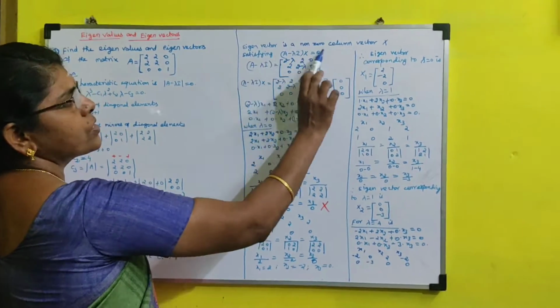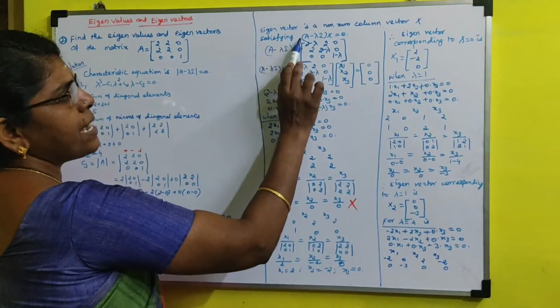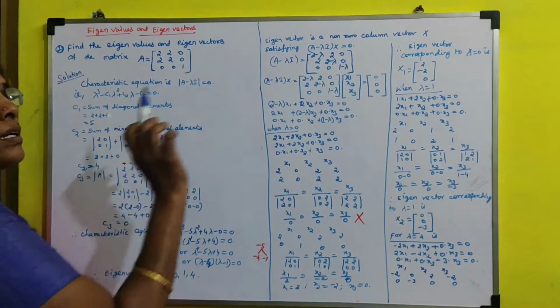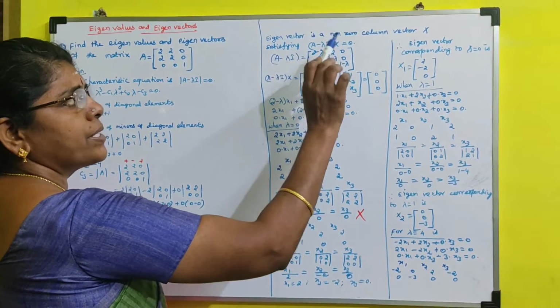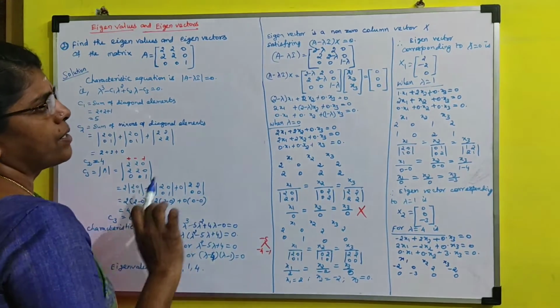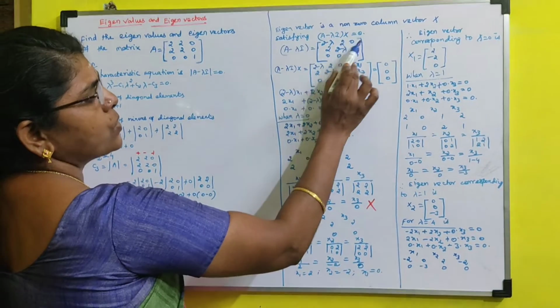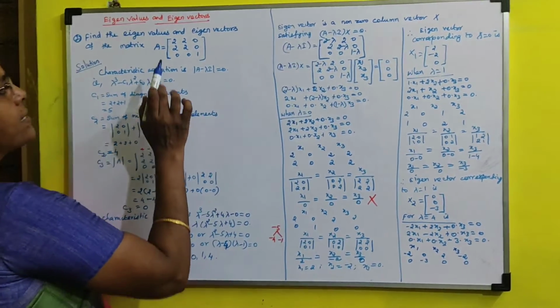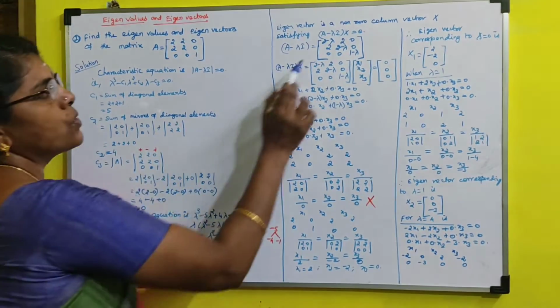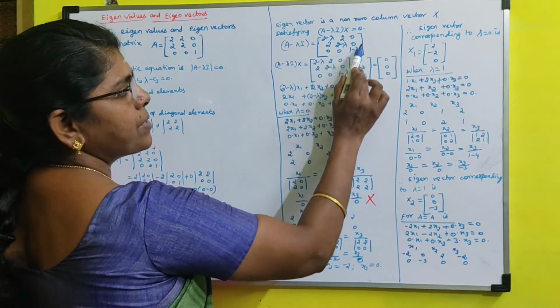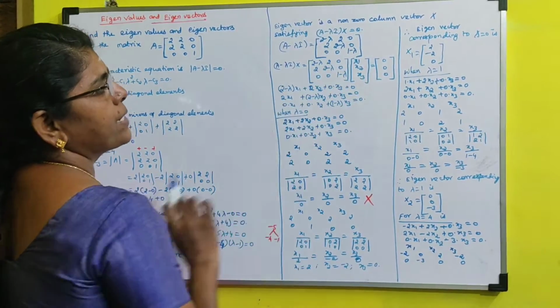Eigenvector is the non-zero column vector x satisfying A minus lambda I into x equal to 0. First of all, eigenvector எப்படி இருக்கணும் அப்படின்னா ஒரு non-zero column vector இருக்கணும். Okay. A minus lambda I is 2 minus lambda 2, 0. Just put minus lambda in the diagonal elements. 2 minus lambda 2, 0. 2, 2 minus lambda 0. 0, 0, 1 minus lambda.